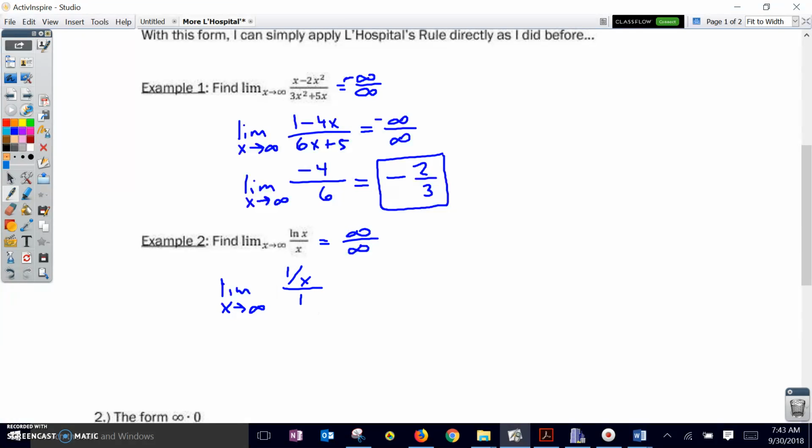Now this is something we haven't done up to this point, but when we do apply L'Hopital's rule, we can simplify this fraction as algebraically appropriate. So this is really equal to the limit as x goes to infinity of 1 over x. And as x gets really, really big, this is going to approach 0. Alright.